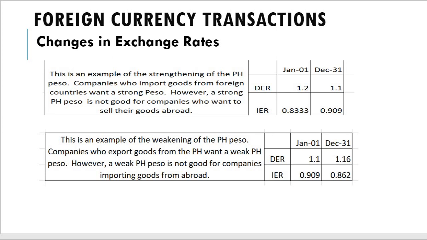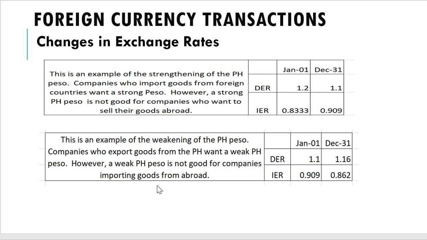Okay? So, the second example naman, this is an example, no? You've noticed, nag-increase yung direct exchange rate and nag-decrease yung indirect exchange rate. Okay? So, in this case, it's an example of nag-weaken yung Philippine peso. Since nag-weaken yung Philippine peso, nag-strengthen yung foreign currency. Okay? So, kasi, di ba, it would cost higher, no? It would cost us more pesos to acquire one foreign currency.